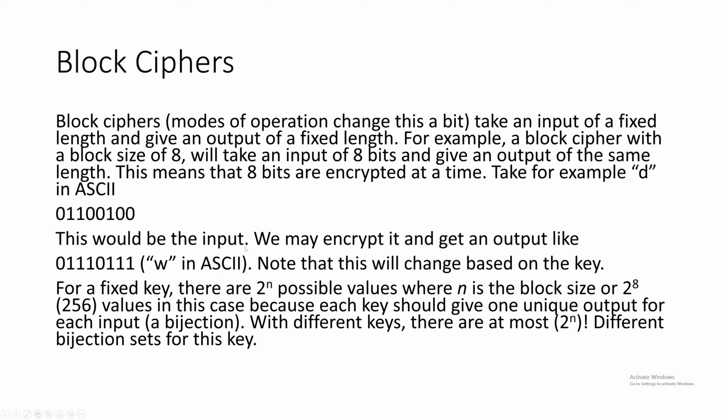So for any fixed key, there are 2 to the n possible values, where n is the block size. In this case, because the block size is 8, there is 2 to the power of 8, or 256 total unique values. Each key should give one unique output for each input. This is a bijection, which is essentially like a one-to-one function. With different keys, there are at most (2 to the power of n) factorial different bijection sets. So you cannot have any more; (2 to the power of 8) factorial, or 256 factorial, would be the most number of different one-to-one mappings you could have for this.